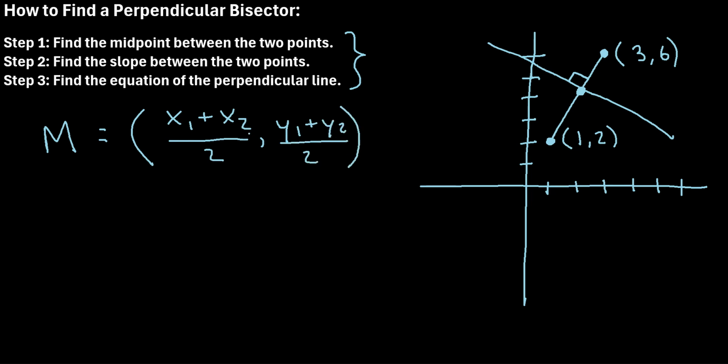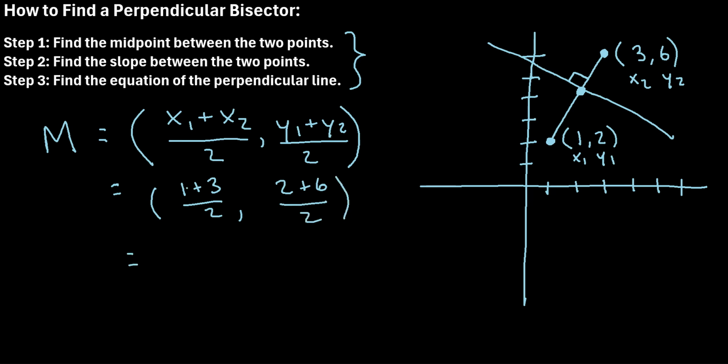And what this is doing is, x1 plus x2 divided by 2 is the average of the x values. And y1 plus y2 divided by 2 is the average of the y values. So that means it's going to land right here at the midpoint between these 2 points. So how do we calculate that? So let's label this point x1, y1, and we'll label this point x2, y2. So x1 plus x2, that would be 1 plus 3. So we get 1 plus 3 divided by 2. And then y1 plus y2, that would be 2 plus 6 divided by 2.